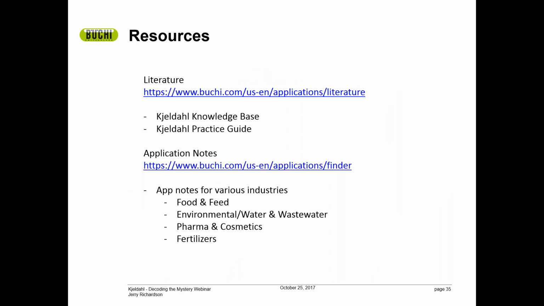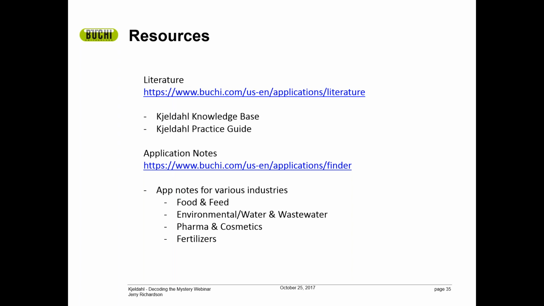All right, and then lastly, we do have some resources that are out there in literature and application notes. The Kjeldahl knowledge base is fairly extensive, and what you have there is an ebook. You go up, you register, and you have access now to the Kjeldahl knowledge base ebook, and it has quite a bit of information, a whole lot of information about Kjeldahl. It gives you a little bit of company history and background, and it talks about a lot of methodologies and regulations and things along that line too, not just chemistry. However, the practice guide is pretty much focused on just the chemistry.